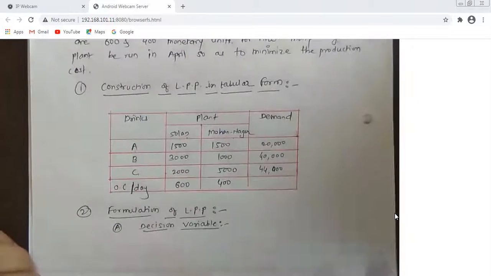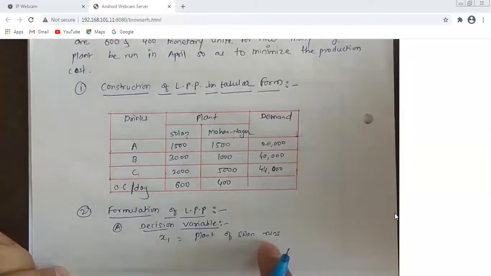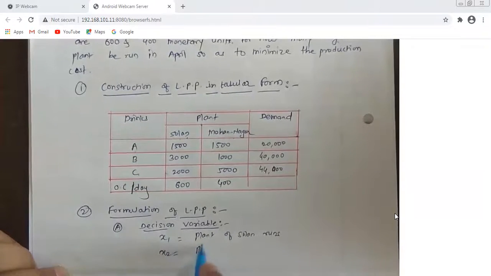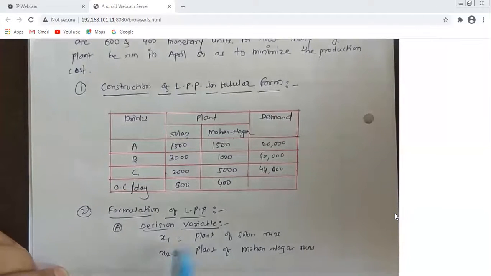So what will we decide? We'll decide that the plant at Solan will run for X1 days. X1 is nothing but the plant of Solan runs. Means the plant of Solan will run X1 days. Similarly, X2 is nothing but the plant of Mohan Nagar runs.